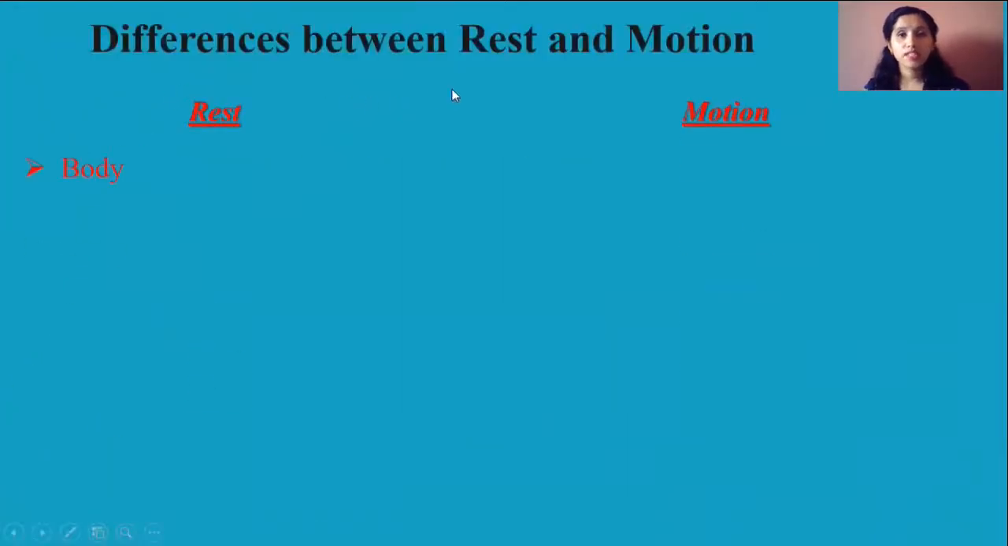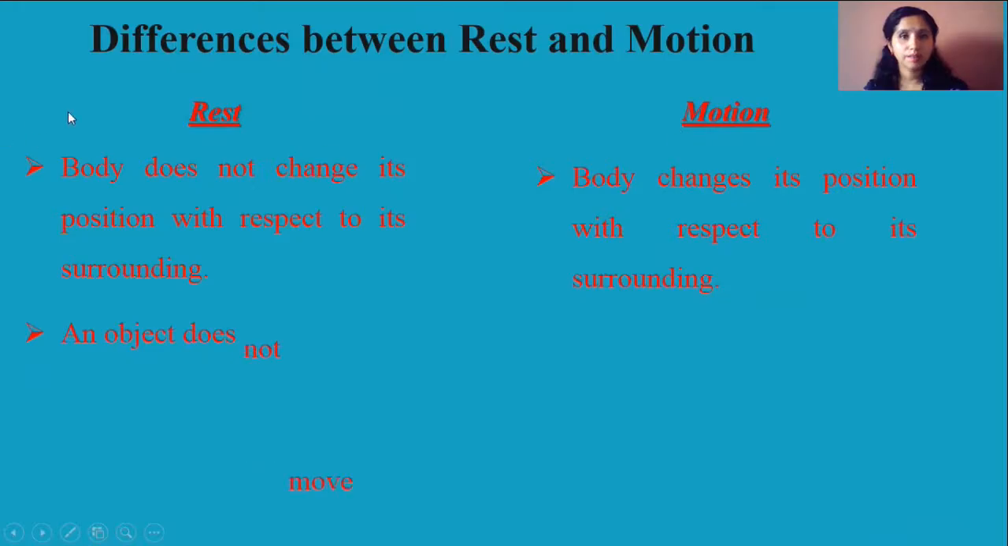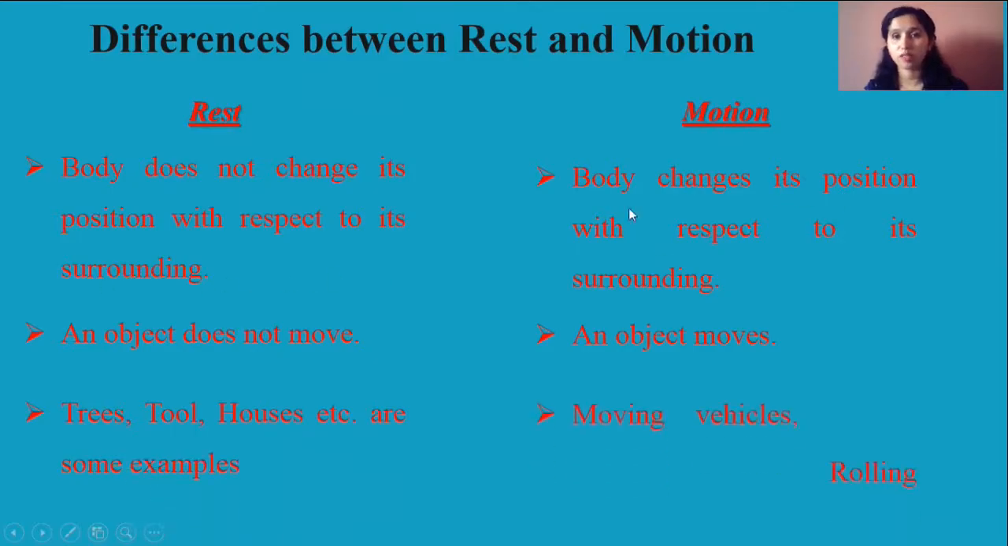And now rest and motion can be differentiated also. So some points are there. We will start. At rest, a body does not change its position with respect to its surrounding, but in motion, a body changes its position with respect to its surrounding.